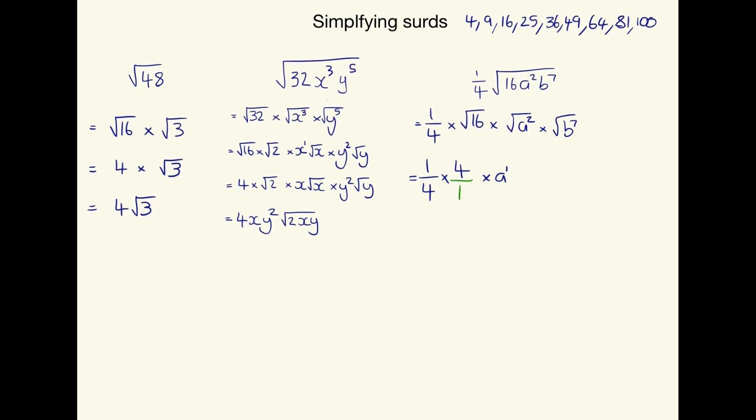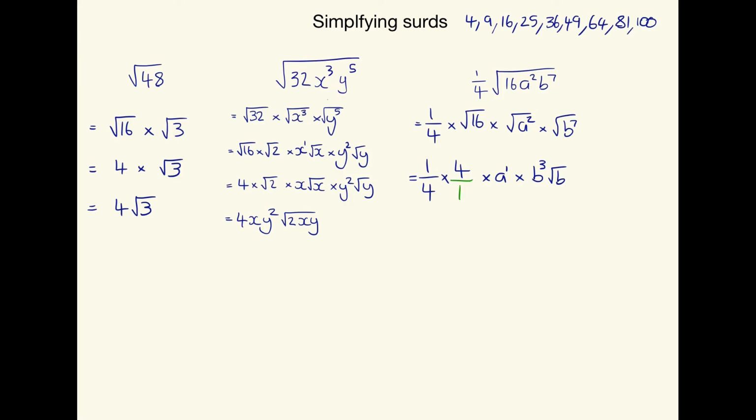Let's keep going. Multiplied by, now we have the square root of b to the power of 7. Again, we have an odd number. So the trick here is we identify our number. It's 7. So take 1 away. That's 6. Halve 6. That's 3. So you write b to the power of 3, and then you add an extra root b on the end.